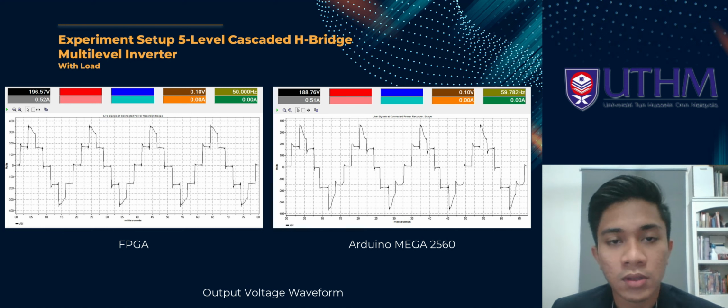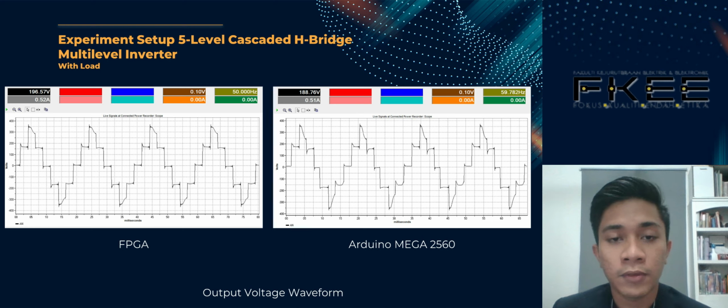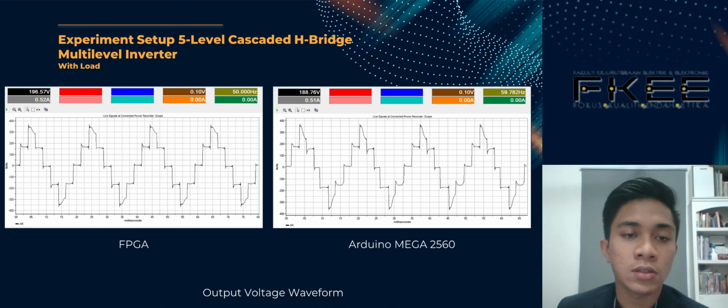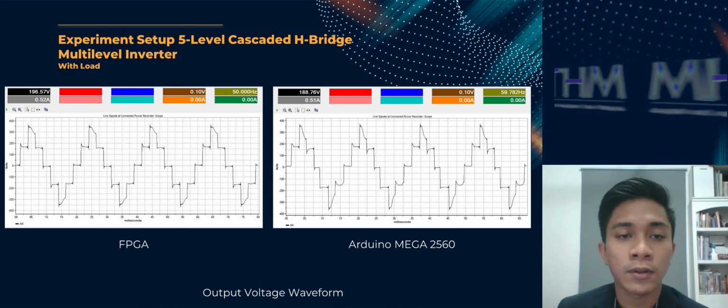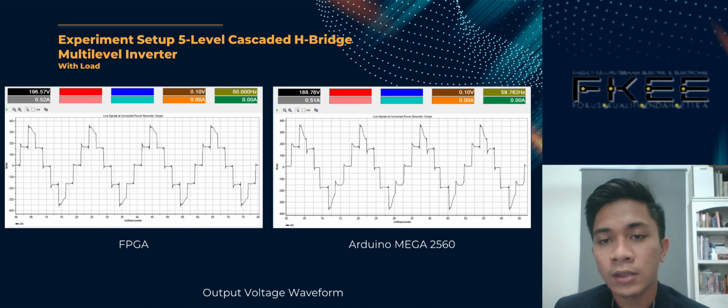So these are the results after we connected the inverter with the AC load, which is the stand fan rated for 55 watt. For the FPGA, the output voltage is about 196.57 volt and the current is 0.52 amp. The frequency is the same at 50 Hz, but for the Arduino Mega it is 60 Hz, 188.76 volt RMS, and drawing 0.51 amp of current.